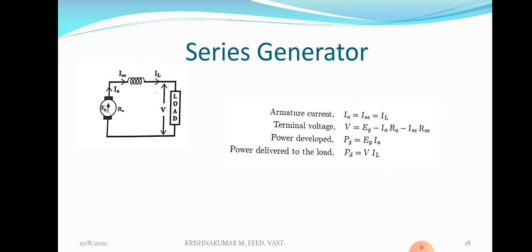Moreover, in the case of a series generator, the field winding is a series field winding. In the earlier case, that means in the case of a shunt generator, the field winding is a shunt field winding. The electrical characteristics of shunt field winding and series field winding are entirely different. In the earlier class, in the 4th class, I told you that shunt field winding consists of a large number of turns of fine wire. Series field winding consists of thick wire, few turns.